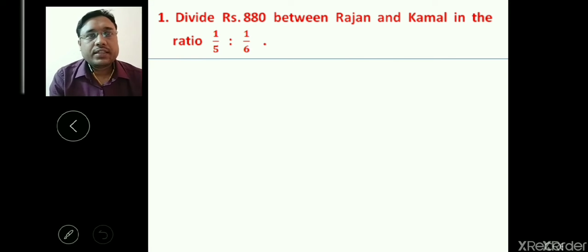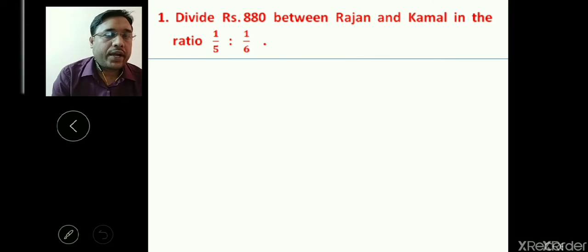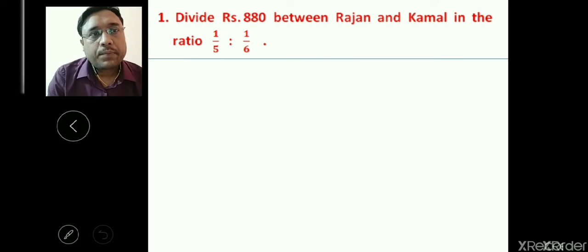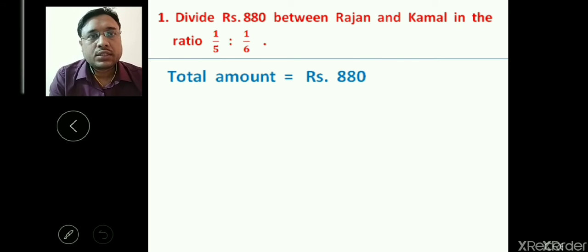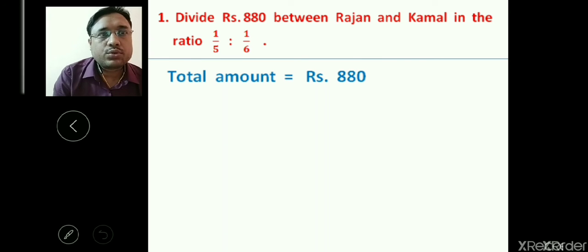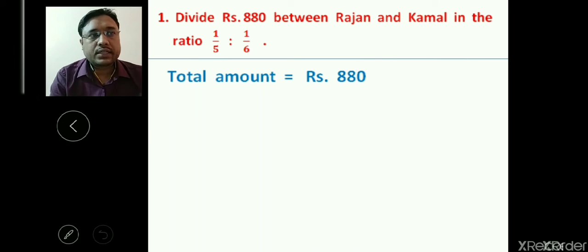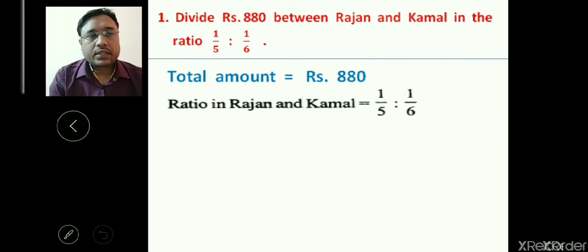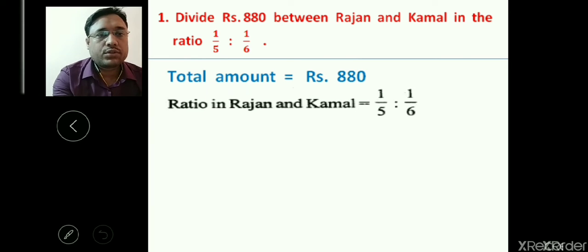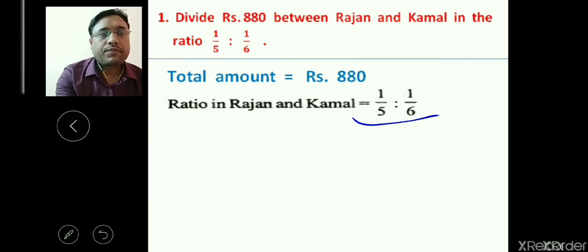You can see the first question is given here: divide rupees 880 between Rajan and Kamal in the ratio 1 by 5 is to 1 by 6. So this is the ratio. How can we start this question? Total amount equals rupees 880. The ratio of Rajan and Kamal is this only, 1 by 5 is to 1 by 6.